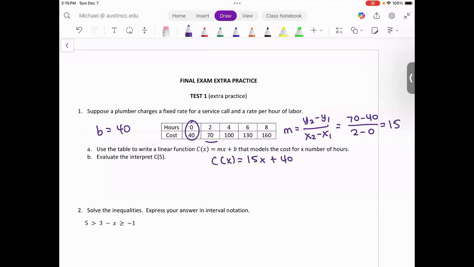If we want to evaluate c of 5, we will input 5 for x. And we get 115. So what does this mean? For an input of 5 hours, we have an output cost of $115. So that means that a service call that takes 5 hours will cost $115.